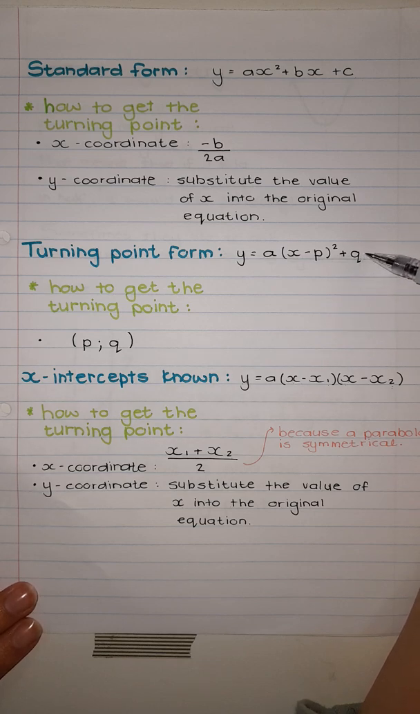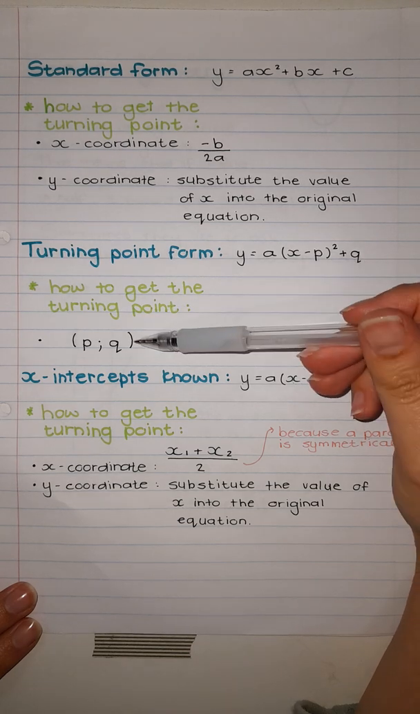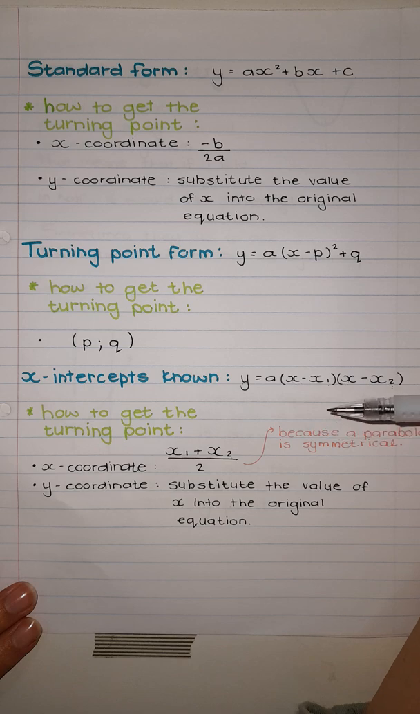When we get it in this way, how do I get my turning point? I'm just going to use p and q and substitute them into my coordinates, and that's that. So no maths involved here, you just need to know where to find it.